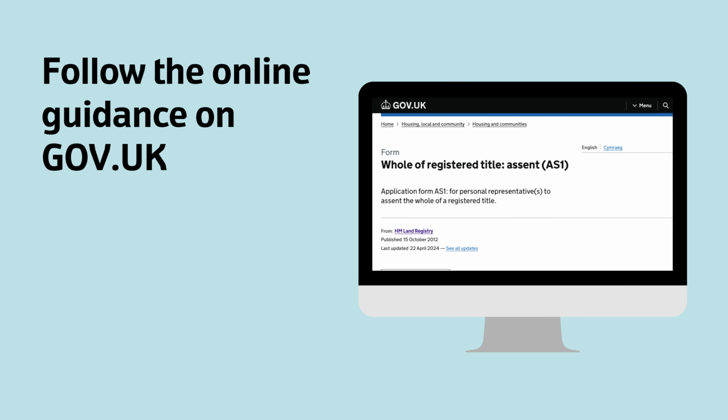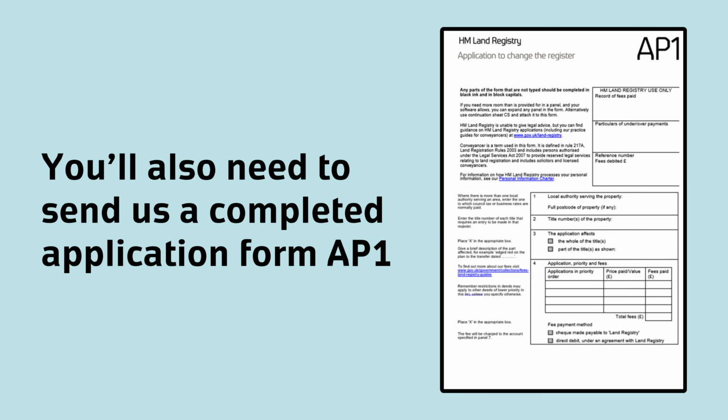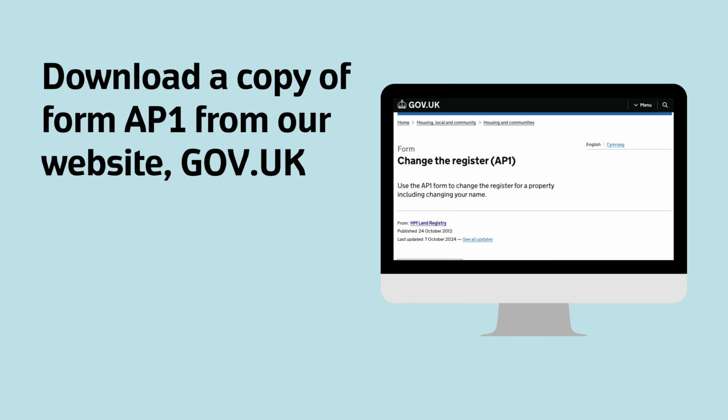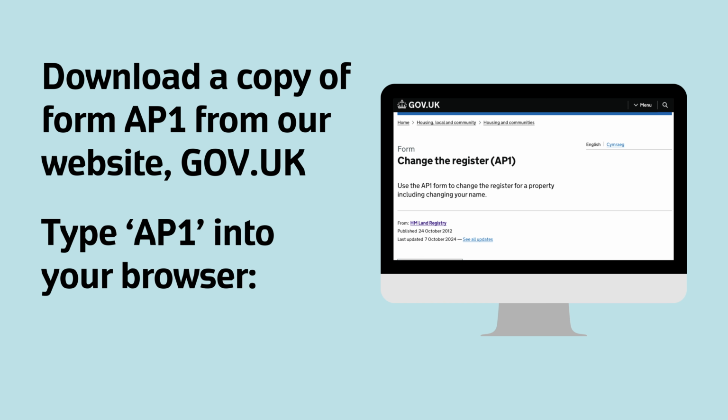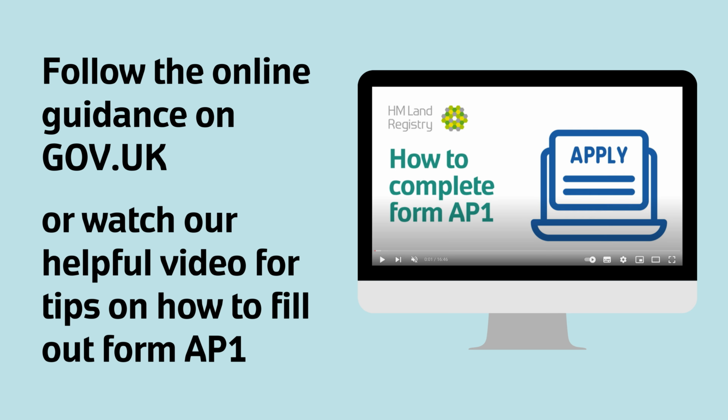Follow the online guidance on gov.uk or watch our helpful YouTube video, How to Complete Form AS1, for tips on how to fill out the form. You'll also need to send us a completed application form AP1. Again, you can download a copy of our form AP1 from our website gov.uk. Just type AP1 into your browser. For help filling out the form AP1, follow the online guidance on gov.uk or watch our YouTube video, How to Complete Form AP1.